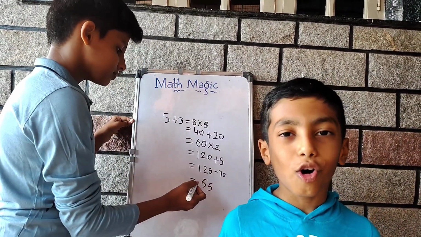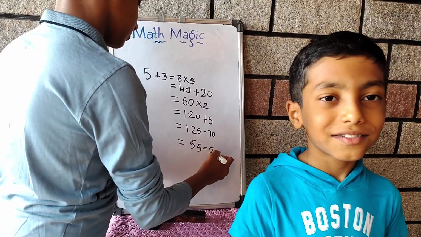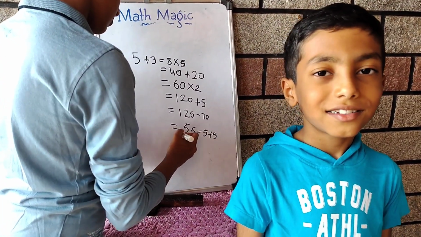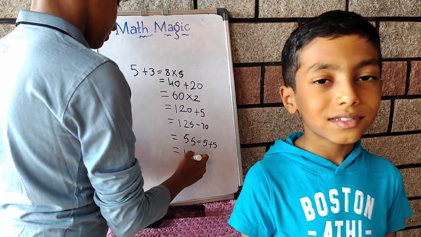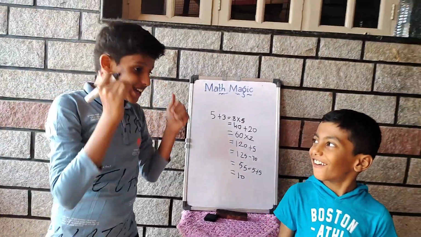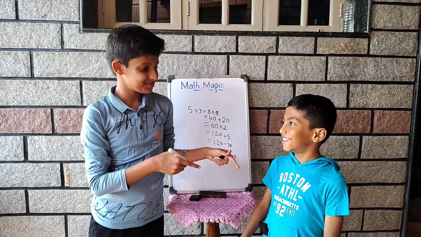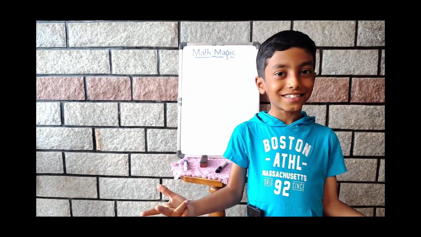Yes. Add both digits. Done. That's your family members. Yes, you are absolutely correct. How did you get to know? This is the magic. Want to understand?